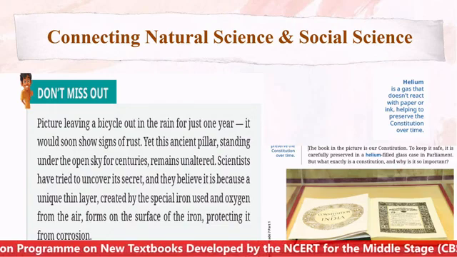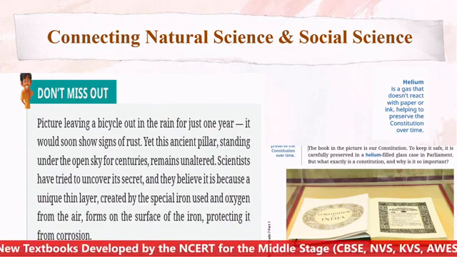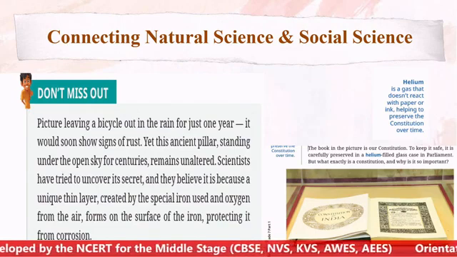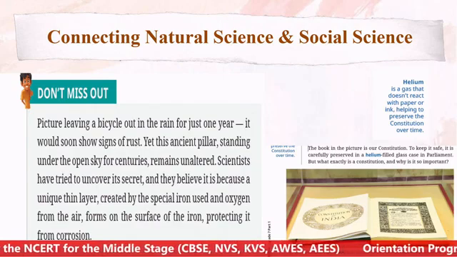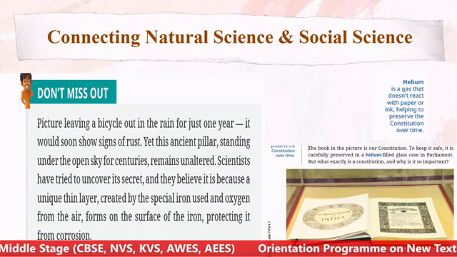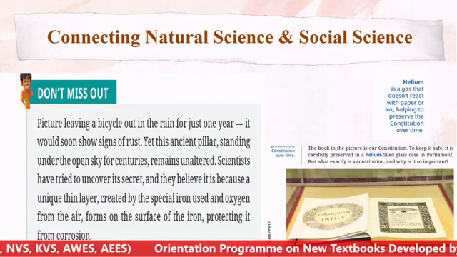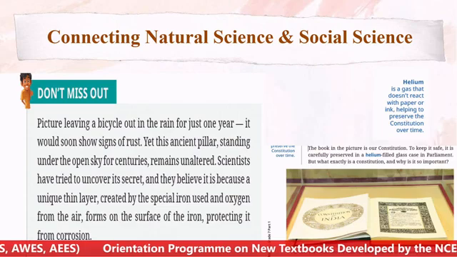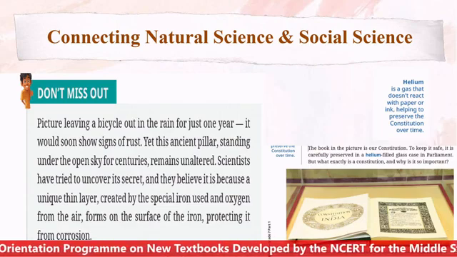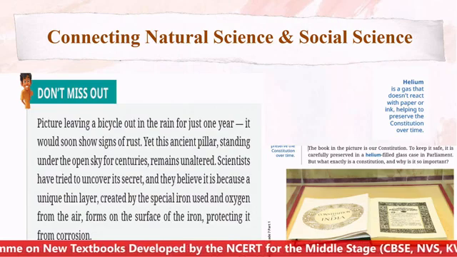Then we have also tried to connect natural science and social science. In the first, Don't Miss Out, you can see that in our chapter we have talked about the iron pillar located in the Qutub complex area, and it's rust free. The secret of this has been brought out by scientists who have done a lot of study. So what was the reason behind it remaining rust free has been discussed here. That way we are connecting it to science.